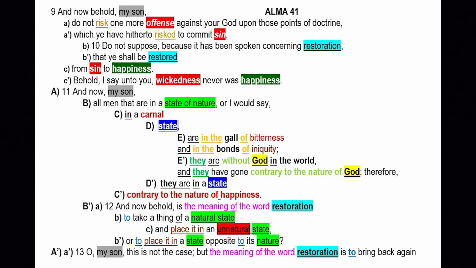Today we'll be talking about Alma Chapter 41, verses 9 through 13. On the screen, there's a chiasmus down below, and from verses 9 and 10, there might be a chiasmus formation there. I've indented it as if it might be there, and I put an A and an A prime, a B and a B prime, a C and a C prime. The concepts of sin and offense are at the top, and sin and wickedness are at the bottom, with restoration in the middle.